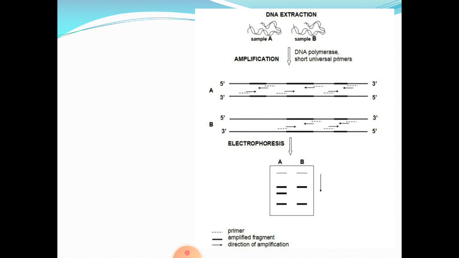Then once the amplification is through, you will put them to electrophoresis, and you can see the banding patterns developed for sample A and for sample B, and definitely there is polymorphism. This is how you can make use of RAPD as a marker. In this scheme, the dotted lines are the primers, the thick dark lines are the amplified fragments, and the arrow mark shows the direction of amplification. This is exactly what is done in RAPD.